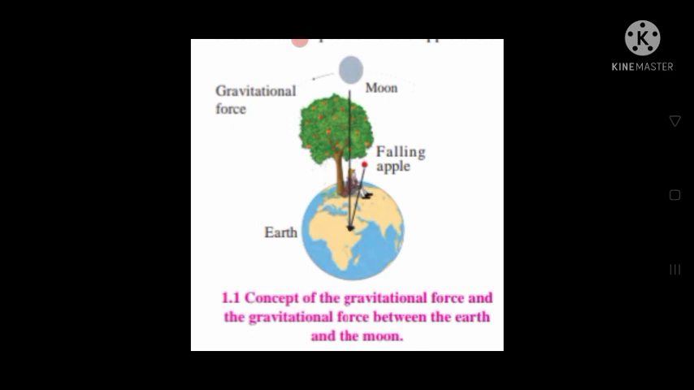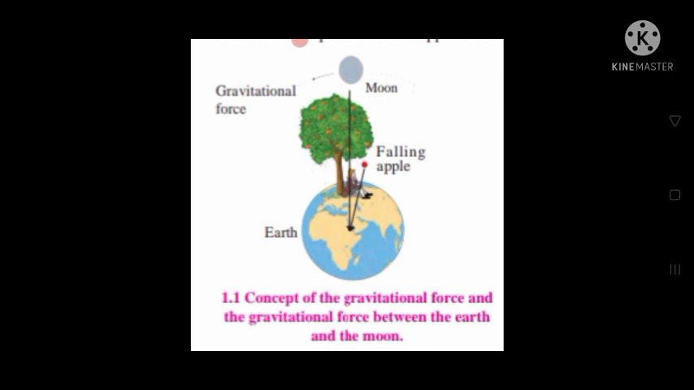Newton thought that if the force of gravitation acts on apples on the tree at different heights from the surface of the earth, can it also act on objects at even greater heights, much further away from the earth? Like, for example, the moon. Can it act on even further objects like other planets and the sun?